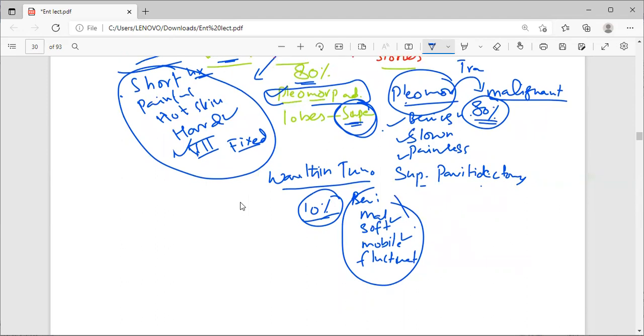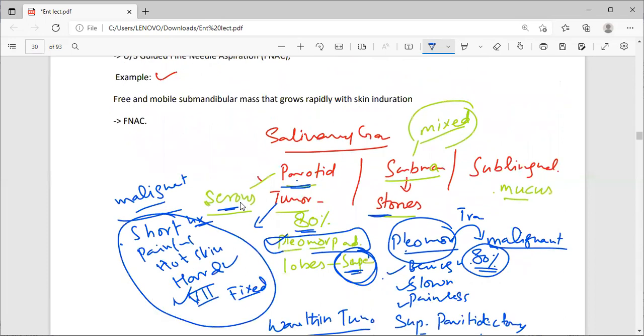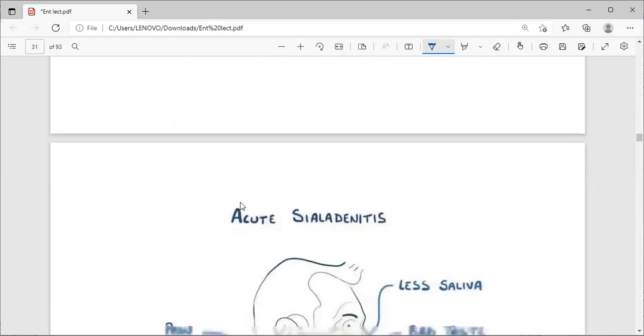Now, talking about the stones, let's talk about the stones. Okay, stones are recurrent. Okay, now I'm talking about the submandibular one.